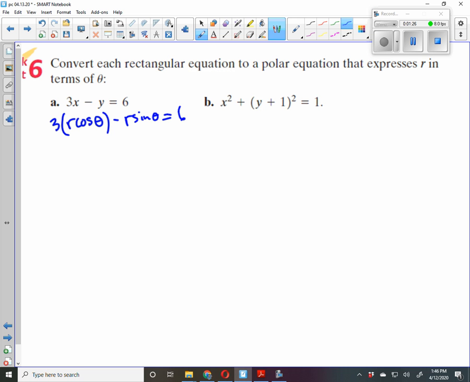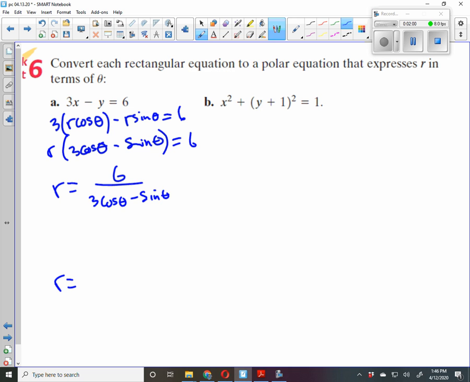We can distribute the 3, but remember in this case we want to solve ultimately for r. We want r equals something. So I would go ahead and just pull out the r and get r times 3 cosine theta minus sine theta equals 6. And now I can divide that out and get r by itself. r is equal to 6 over 3 cosine theta minus sine theta. And 6a is done.